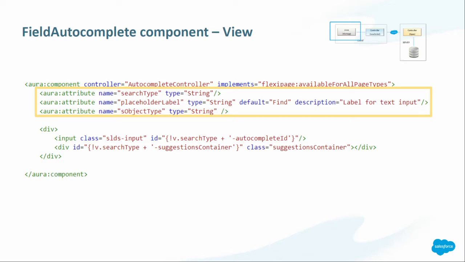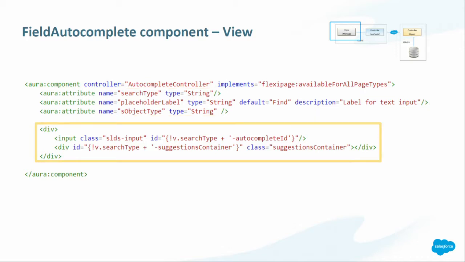The next step was to define the attributes. And this is important for the reusability. So we defined before that we need to specify the search type. We also need the label for the text input and the object we are going to be searching on. And finally, we also define the input. That is a normal input with Lightning style, and we define this as well. This is the first part that is going to be part of the view of my component.